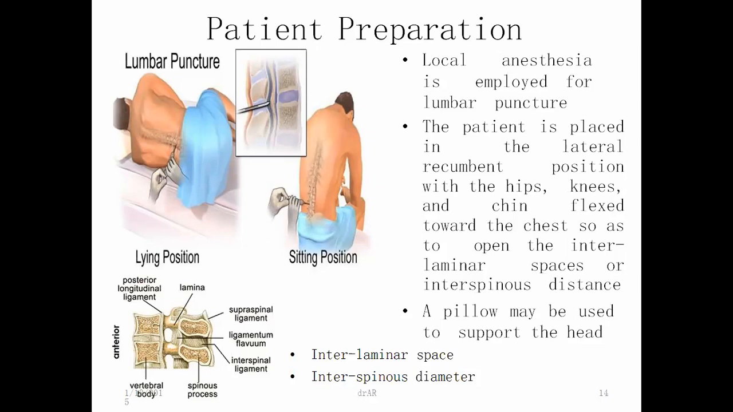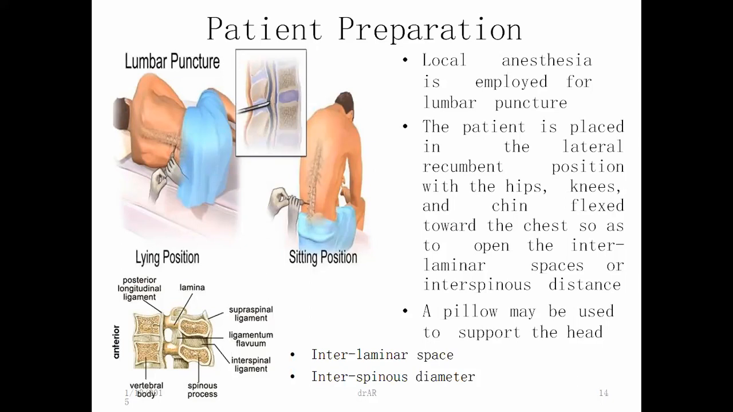The first choice for LP position is the lateral decubitus position, with the hips, knees, and chin flexed towards the chest. In the lateral position, the patient's hips, knees, and chin should be flexed, so as to open the interlaminar spaces or interspinous distance.